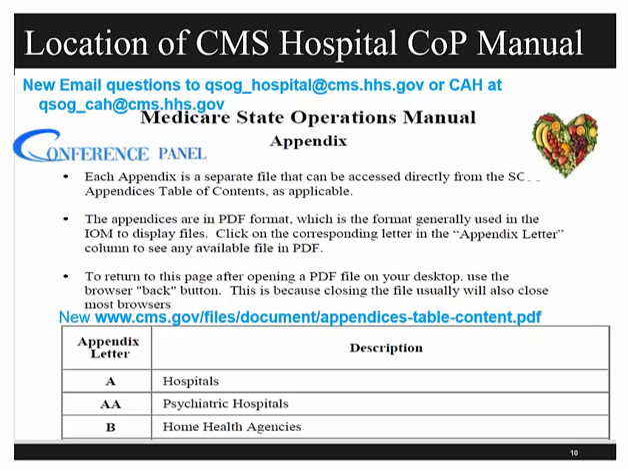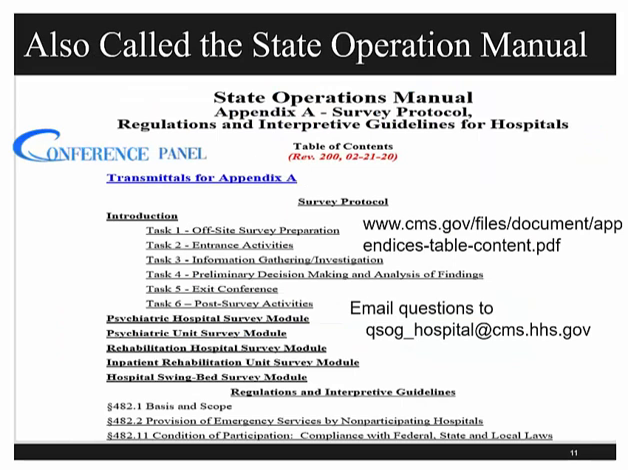Then they identify the particular facility types according to the letter. Hospitals is A, and that just means that's where they started, was A. You'll see that not all of the initials or letters are in there, but psychiatric hospitals are now in A. There is no AA. Once you click on that A, it will take you to the manual for hospitals.